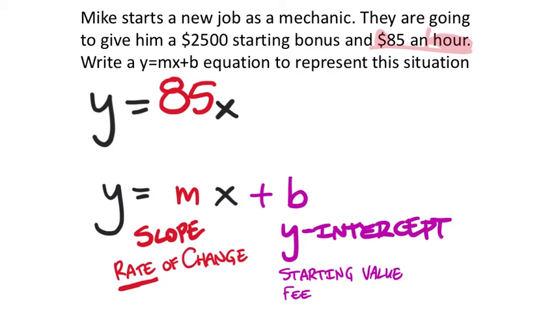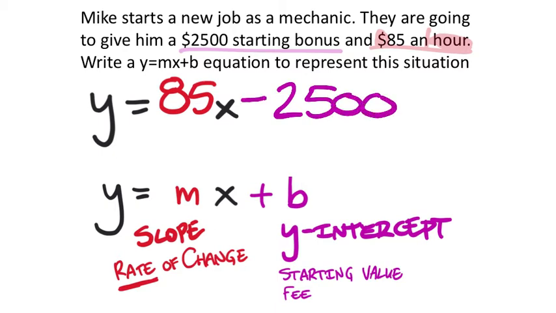Okay, now again, we need 2 pieces of information to write the equation. The next piece we need is the y-intercept, some kind of starting value, and they even said it's the starting bonus for old Mike on this one. It says that it's $2,500. Okay, it's positive because they're going to give it to him, and so we show it as plus. This is it.